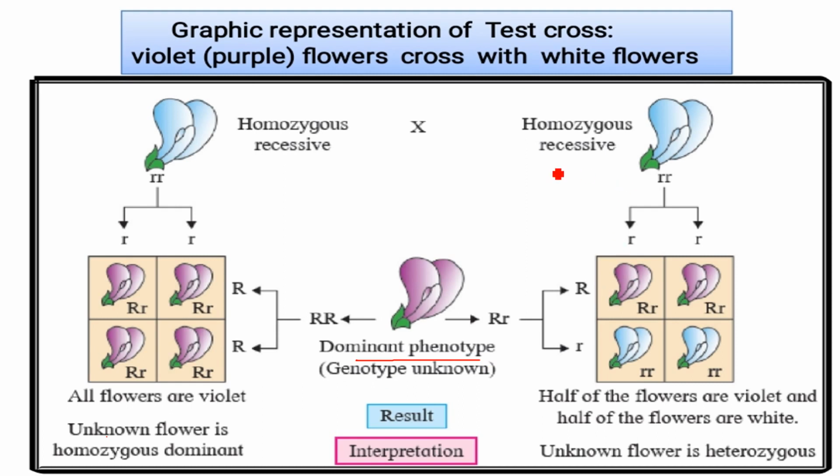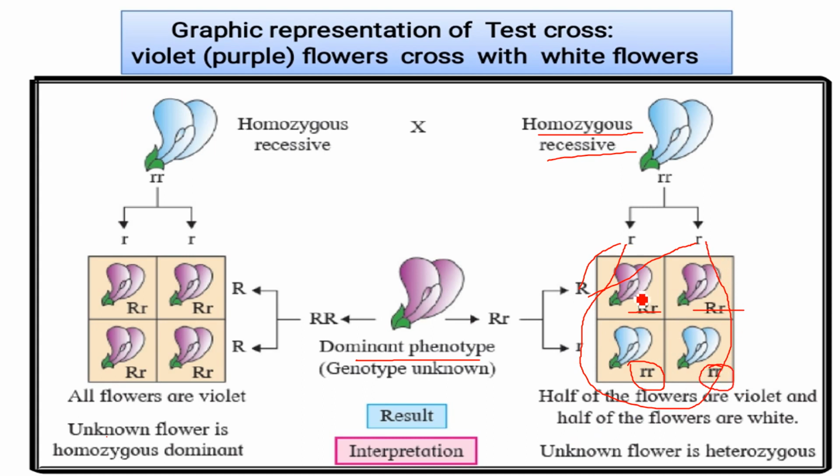Now in the next part, we again cross with the homozygous recessive parent, with the unknown genotype. So here again capital R crossed with small r. Here the gametes are capital R and small r, and similarly again capital R and small r, and small r, small r on the other side. So the genotypes here are Rr and rr.